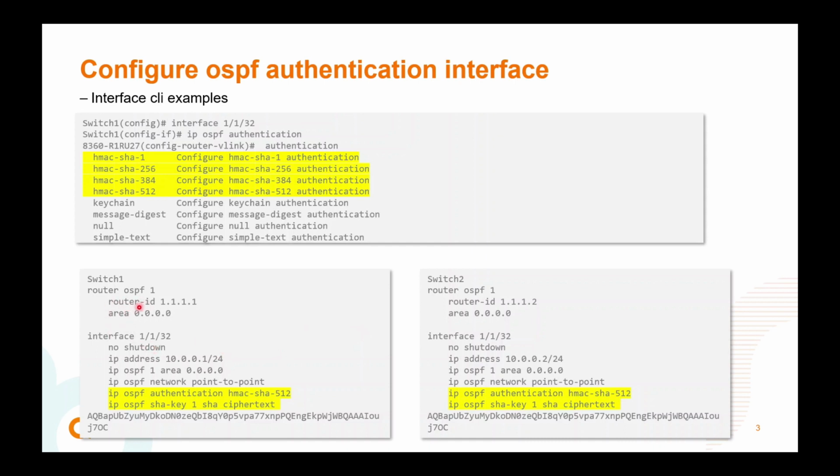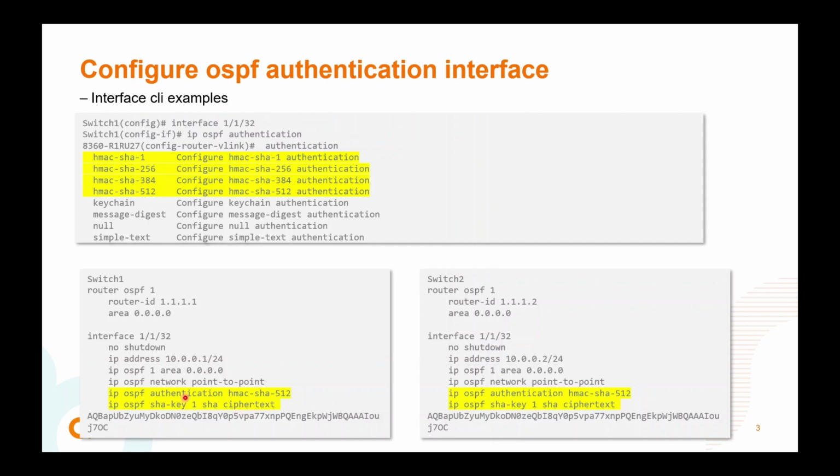Obviously our existing router processes will be up and running. Under the interface that we wish to have our neighbor adjacency formed, we'd have IP OSPF authentication, our authentication encryption algorithm that we use. I've specified HMAC SHA 512, and then another command, IP OSPF SHA key 1 SHA, and ciphertext is the actual password. In this example, it's a ciphertext format.